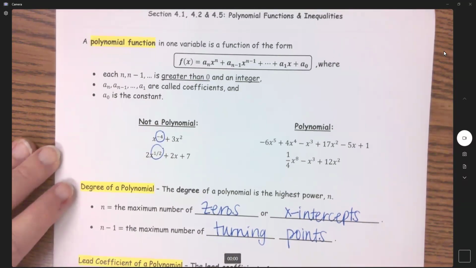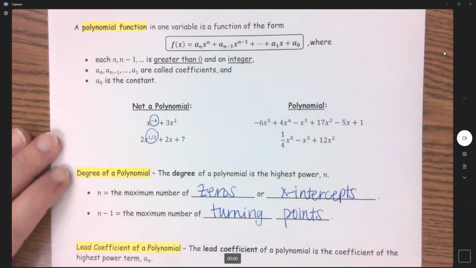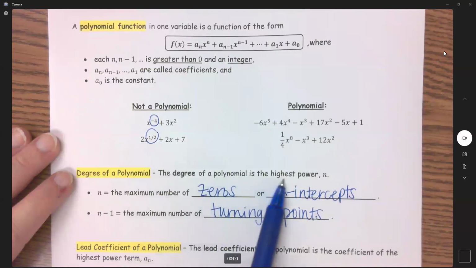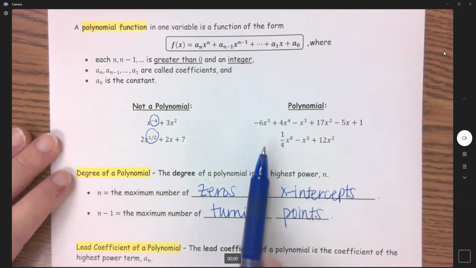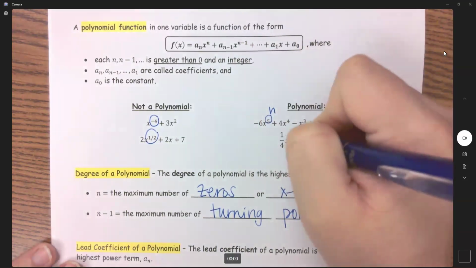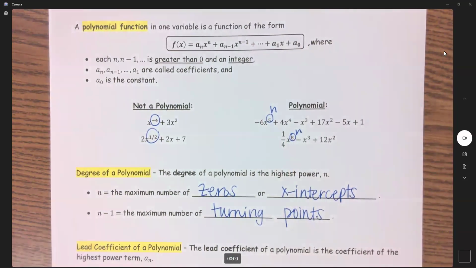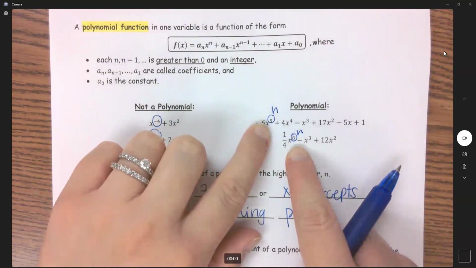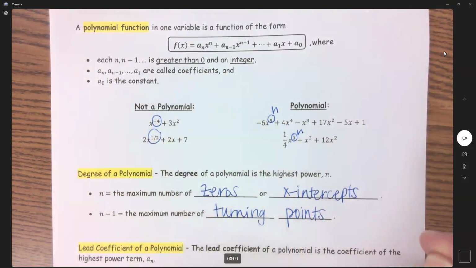Now, those exponents we really want to pay attention to, because the degree of the polynomial is the highest power n. So here, my n would be 5. Here, my n would be 8. So if those are in descending order, which they should be, it's whatever that first exponent is, but always kind of check. You want it to be the highest one.